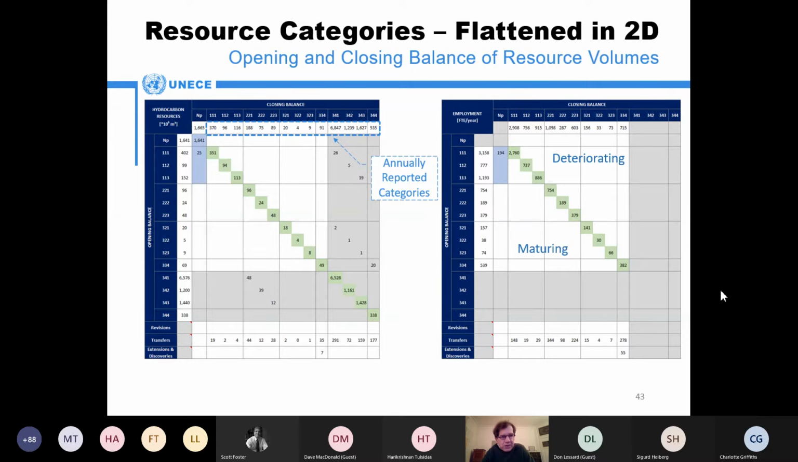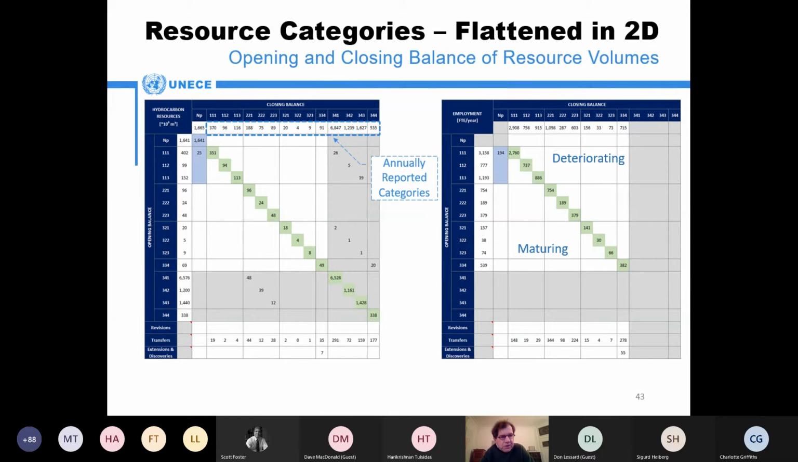These are the resource categories, and the top row, the horizontal row, is the closing balance, and the vertical to the left is the opening balance. You see the same categories there, and so these are then the volumes. In this case, it's hydrocarbon volumes, but on the right-hand side, you see a matrix which looks at deployment numbers. And as David said, each of those boxes is basically a project.